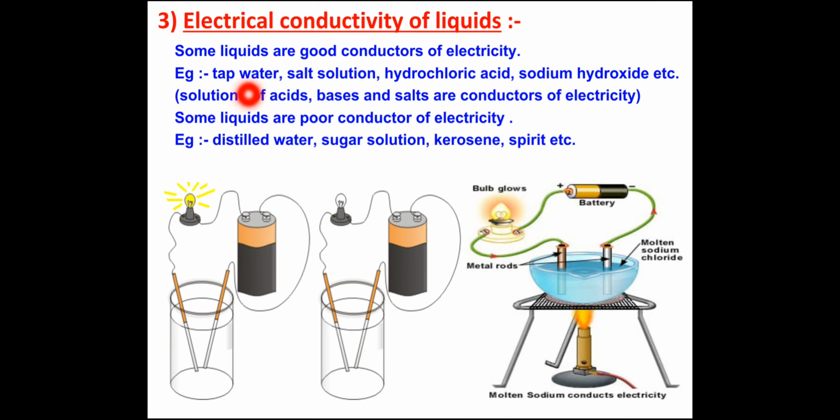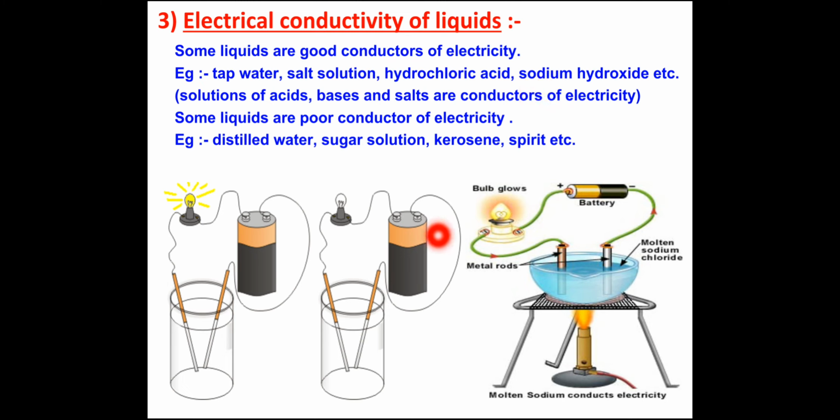Some liquids they have taken are tap water, salt solution, hydrochloric acid and sodium hydroxide; in brackets, solutions of acids, bases and salts are conductors of electricity. Some liquids are poor conductors of electricity, for example distilled water, sugar solution, kerosene and spirit. So they are poor conductors of electricity. But tap water, salt solution, HCl and NaOH, meaning sodium hydroxide, are good conductors of electricity.